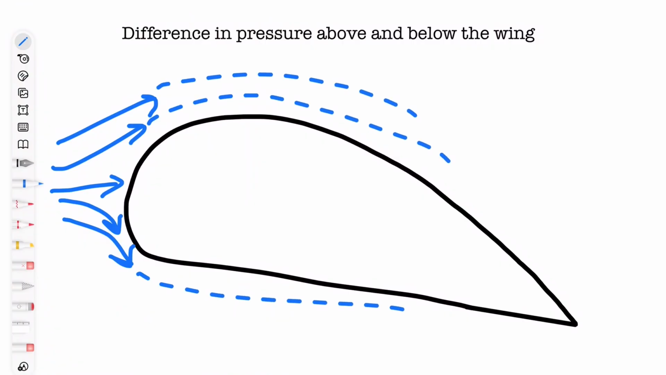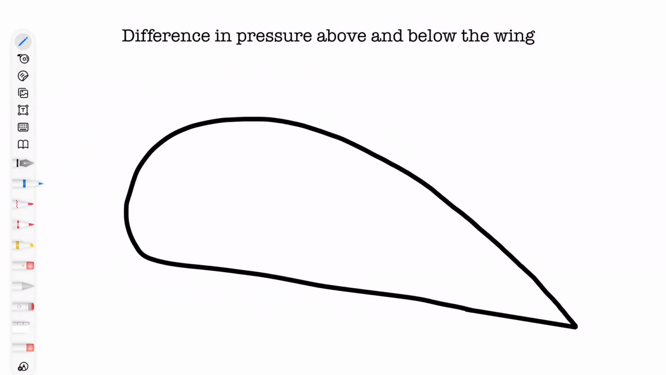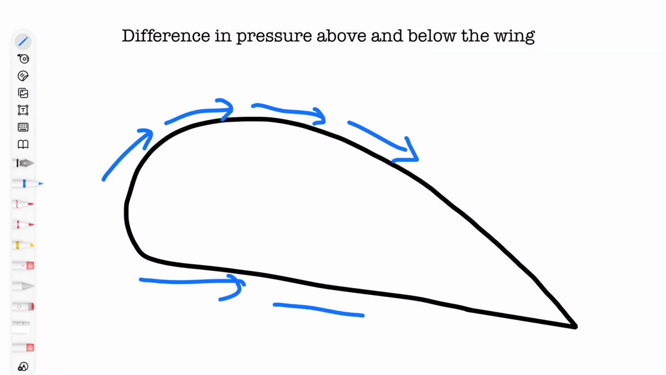The air above is not even trying to meet at the same time, which is a common myth supported by the unsupported equal transit theory. In reality, the air over the top reaches the back of the wing even faster than the air underneath. That means it must be moving more quickly.